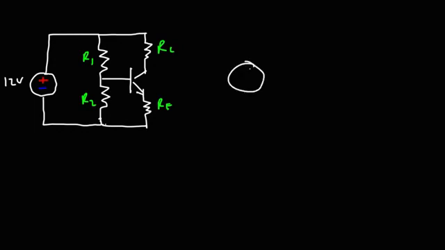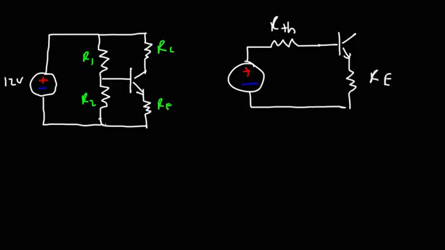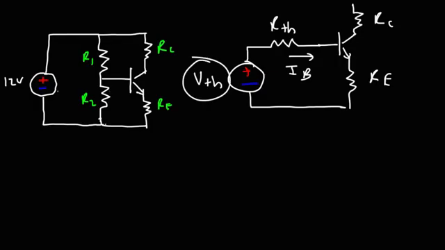So here's what we can do. This is going to be the voltage source, and this is going to be the Thevenin resistance, and then we're going to connect that to the base and the emitter part of the transistor, and then we have the emitter resistance, because that's the part of the circuit that we need to focus on to calculate the base current, which flows through the Thevenin resistance, or the equivalent Thevenin resistance. And this is going to be V Thevenin. V Thevenin is not the same as 12 volts, by the way.